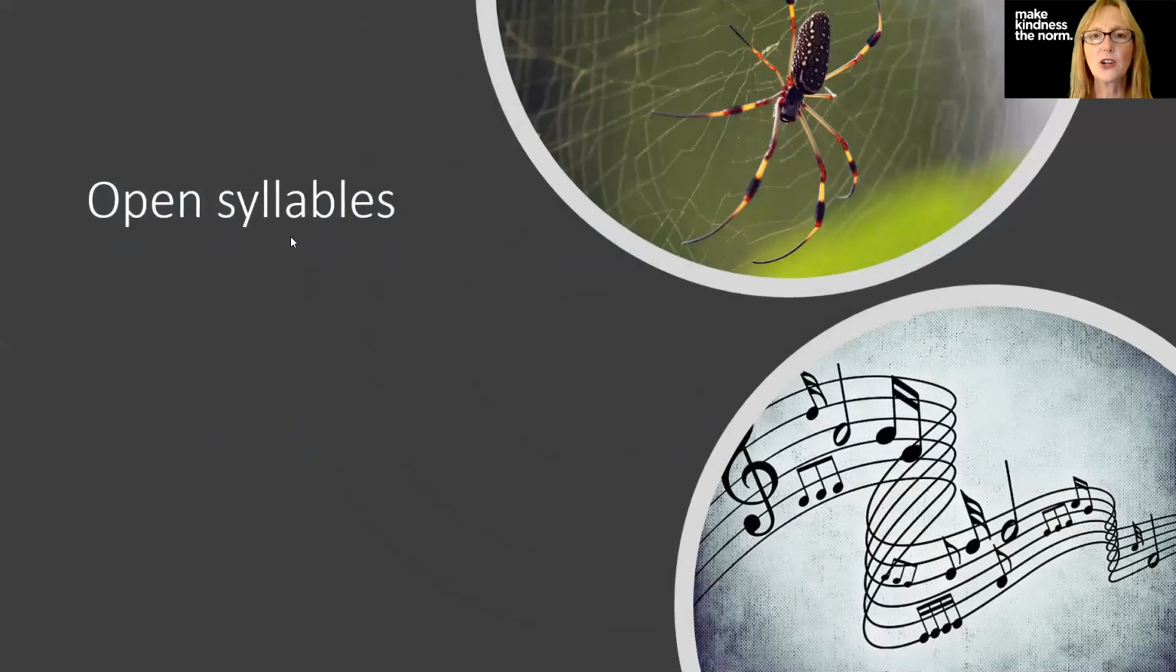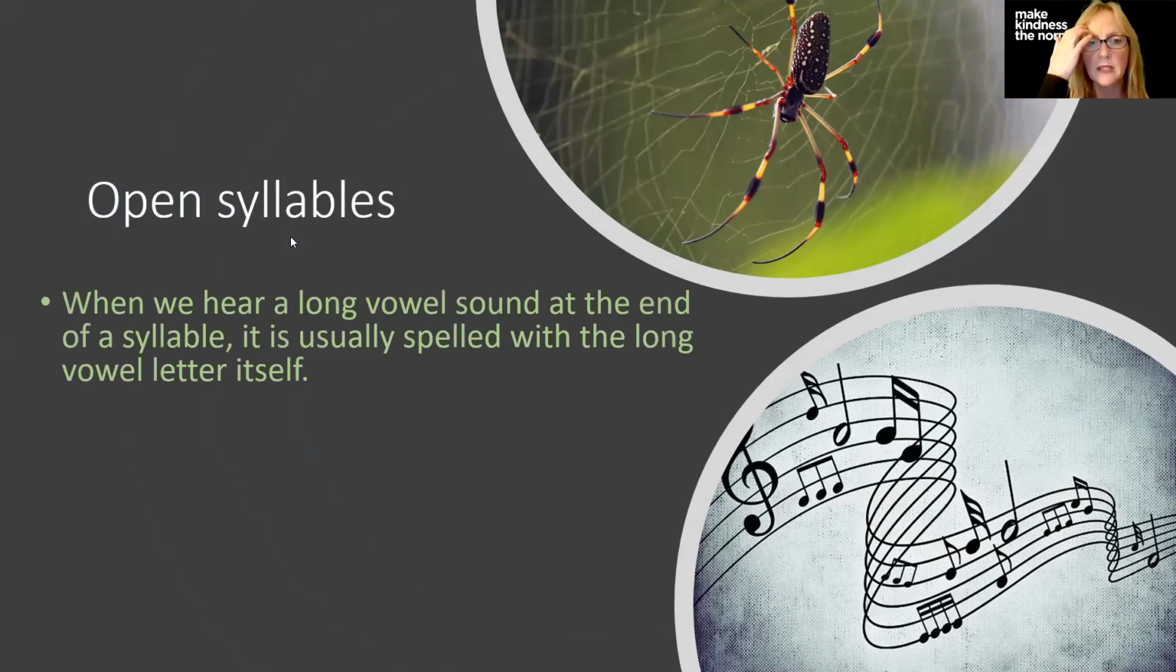All right, there are 2 different kinds of syllables we're going to talk about today. One is called an open syllable, and an open syllable is when we hear a long vowel at the end of a syllable. It's usually spelled with the actual letter itself. So focus was an example of that. Focus. Fo is a long O sound. It's spelled with the letter O. It doesn't have a consonant after it. We call that an open syllable.